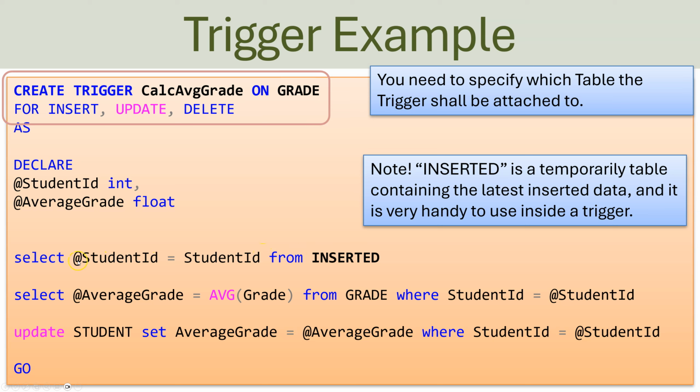When we have the student ID, we can find the average grade by using the built-in function called AVG, which is part of SQL Server, from grade where student ID equals this @studentID. And then we can update this average grade column in the student table like this: UPDATE student SET averageGrade equals this calculated average grade, WHERE studentID equals @studentID, like this. So let's go to SQL Server Management Studio to create this trigger.